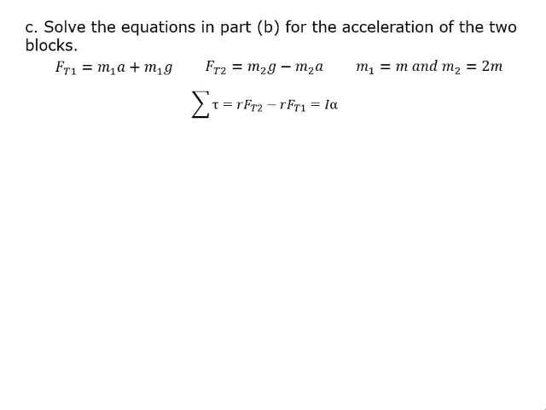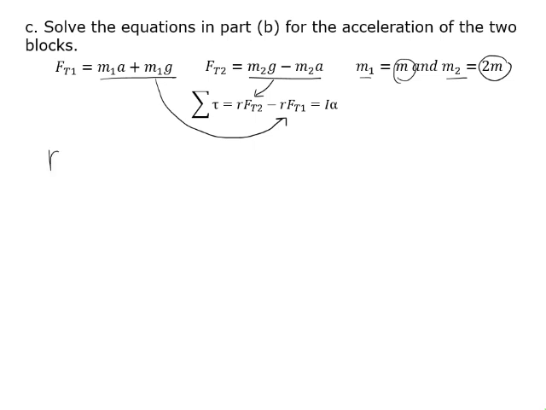In part C, I need to combine all of these wonderful equations and do a bucket load of algebra to solve for the acceleration of the two blocks. The first thing that I'm going to do is plug in all of this for force of tension 1 and all of this for force of tension 2. I'm also going to bear in mind that mass 1 is a single m and mass 2 is 2m as I incorporate them into the overall equation.